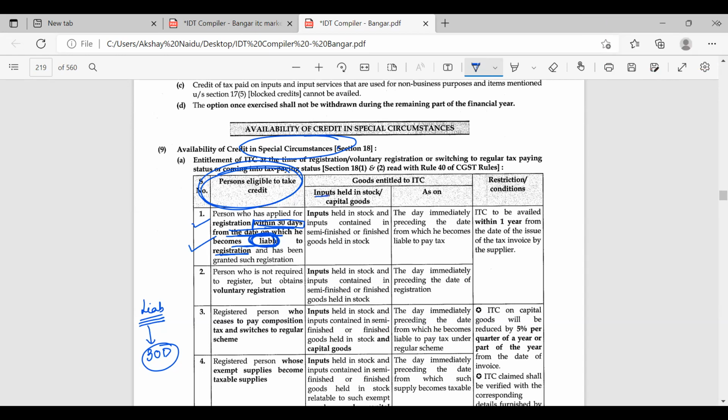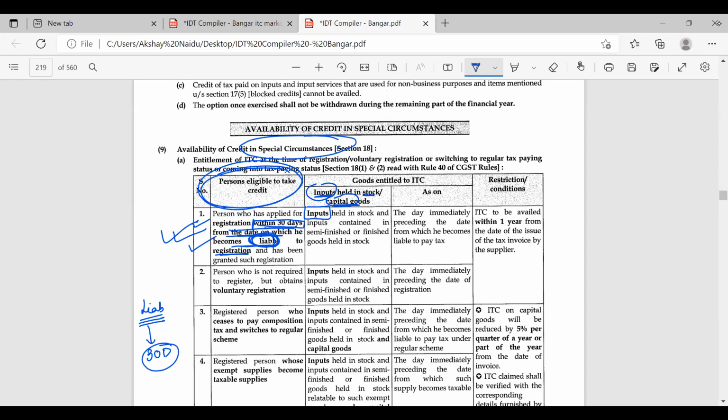Now, whatever input you are having in stock and whatever capital goods you are having, why oblique? It could be input, it could be capital goods, or it could be both. Is credit available to you? Listen very carefully. Do not move your attention. When it comes to your registration, the first time you have crossed the threshold limit and now you are liable to get registered. In such a case, can you see, it is only the input credit they will allow you. Ma'am, I did not understand. Understand.